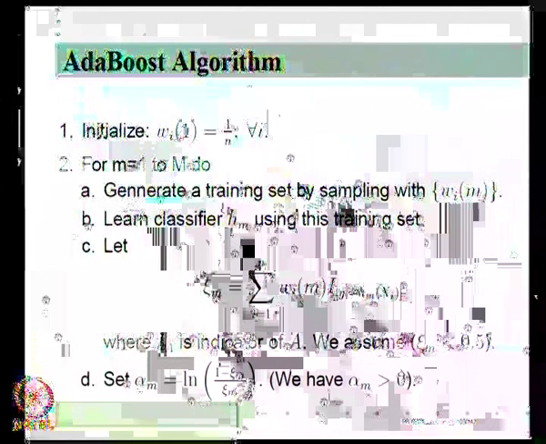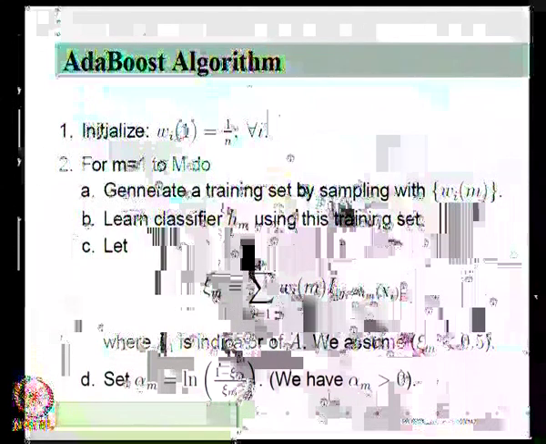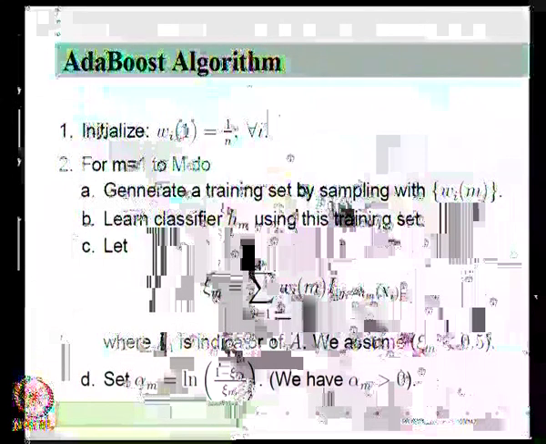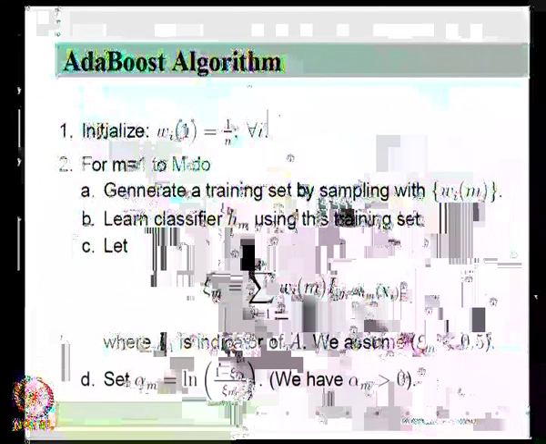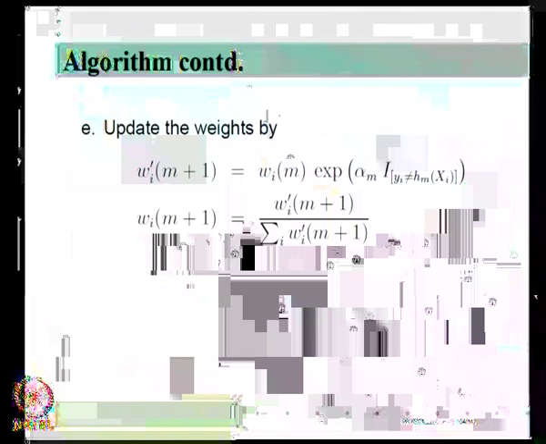Because we assume ξm is less than 0.5, 1 minus ξm is greater than ξm, which means αm is always positive. Okay. So we calculate this weighted error, which is what we call the error rate of the mth classifier, and then we calculate this αm. Now that we have learned the classifier, the next step is to find the next set of weights. This is my weight update rule.